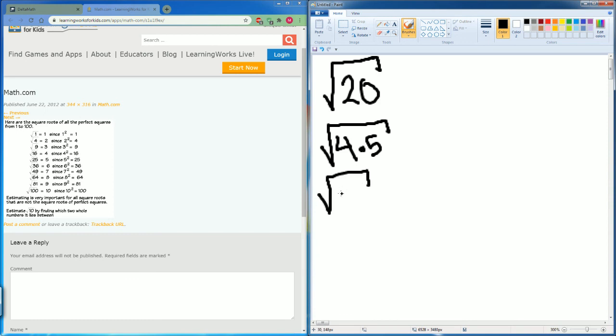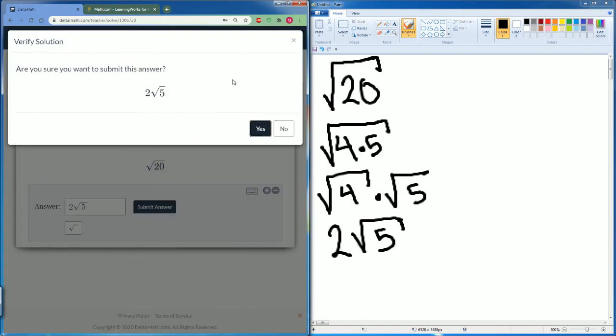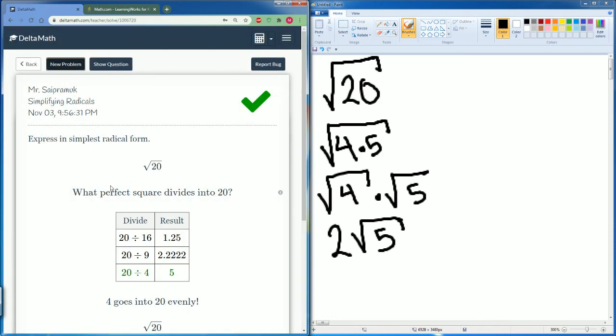Break it down to individual radicals. Radical 4 times radical 5. Radical 4 can be broken down to 2. Radical 5 goes unchanged. So the answer is 2 radical 5. And that's it. So this is how you simplify a radical.